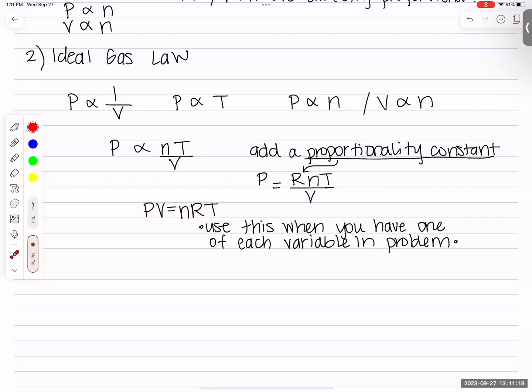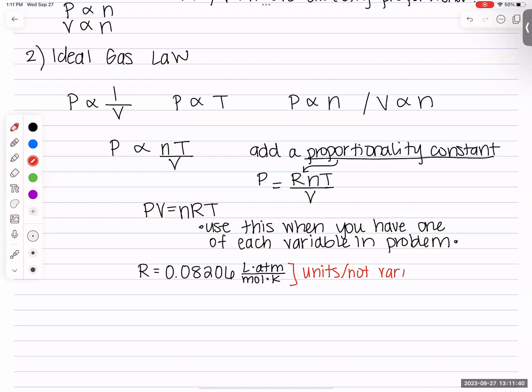You're always given R. R is on your equation sheet, 0.08206. It has units. These are the units of R. You don't plug numbers in for these units. These are just the units, not variables. So don't plug in numbers in place of those.